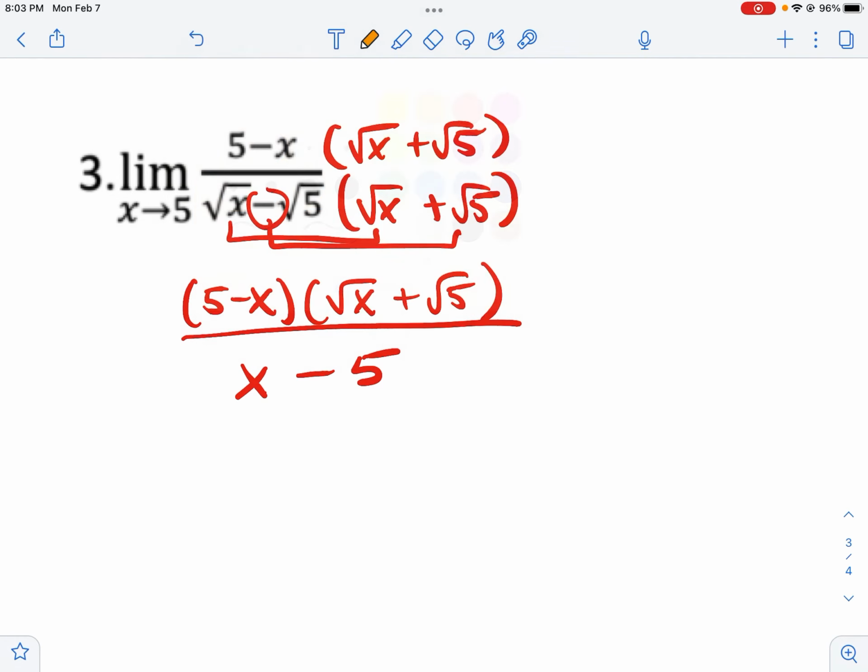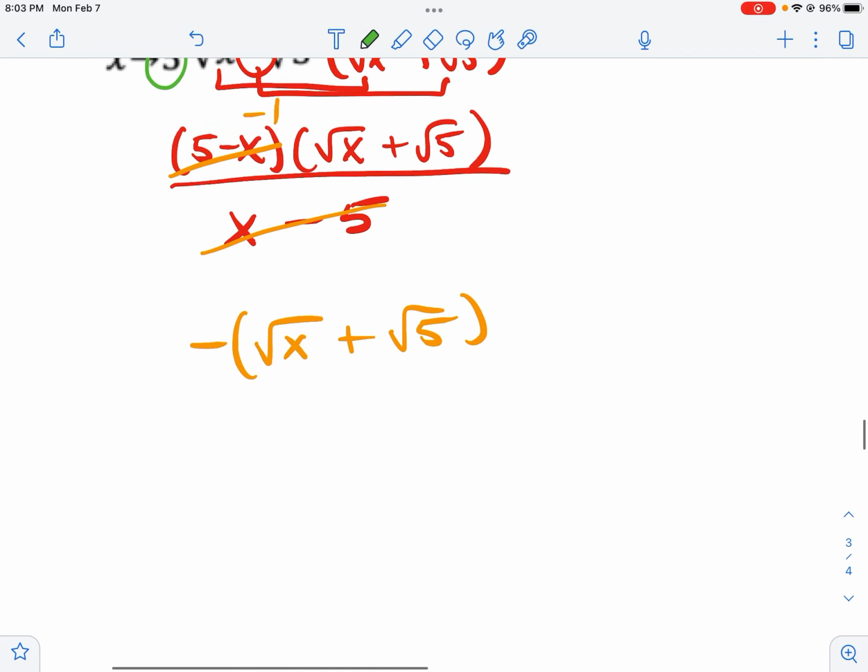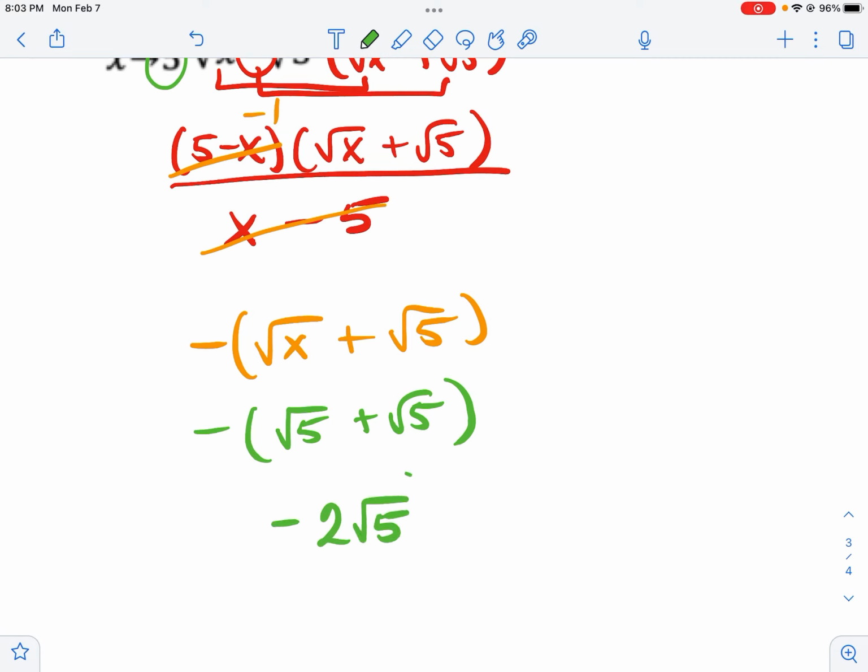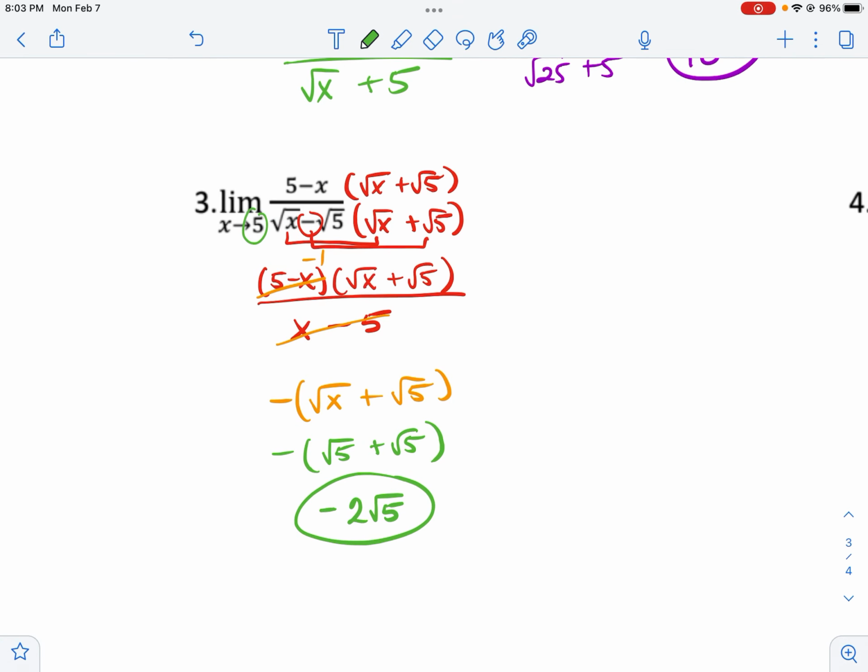So here I could cancel the x minus 5 with 5 minus x, the reverse subtraction. So you need to remember that negative 1 goes in the front, or negative in front of the radical x plus radical 5. Now I could substitute the 5 in and get an answer. Negative radical 5 plus radical 5. Radical 5 plus radical 5 is not rational, but I can make it 2 radical 5, and that negative comes down in front. So this is an irrational answer, but as long as there's not a radical in the denominator, that's okay.